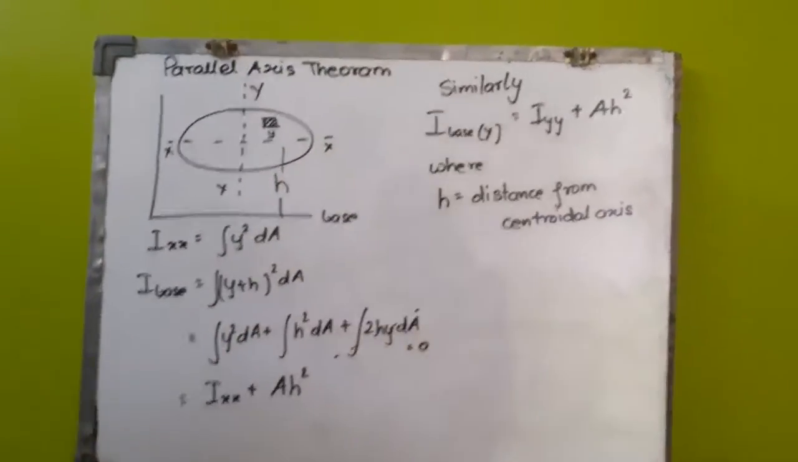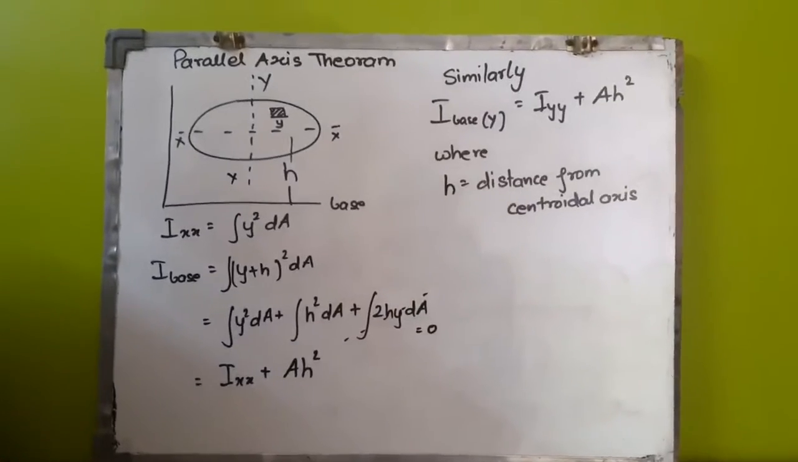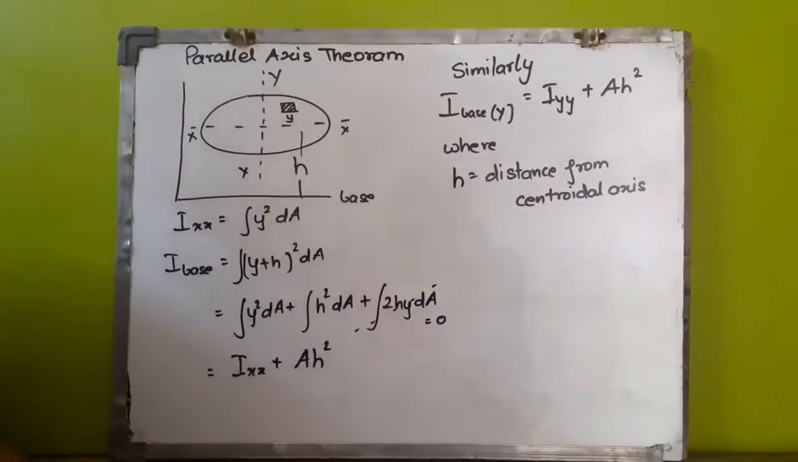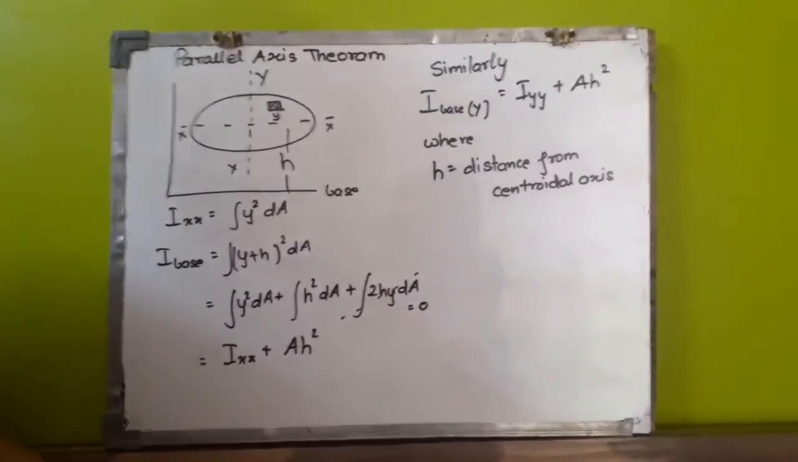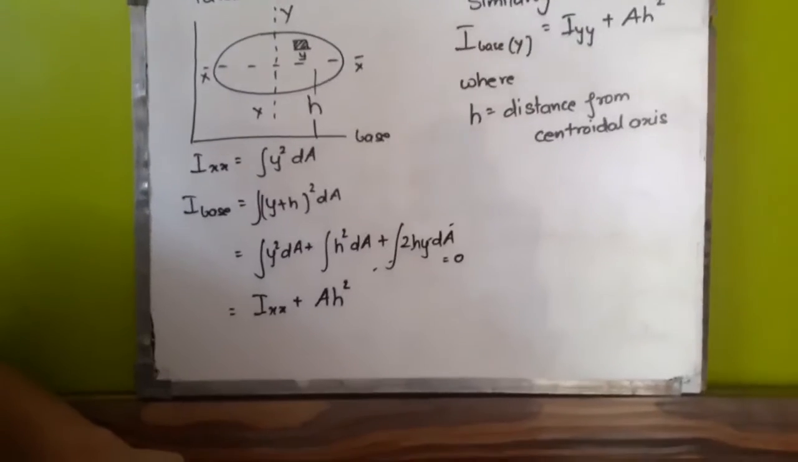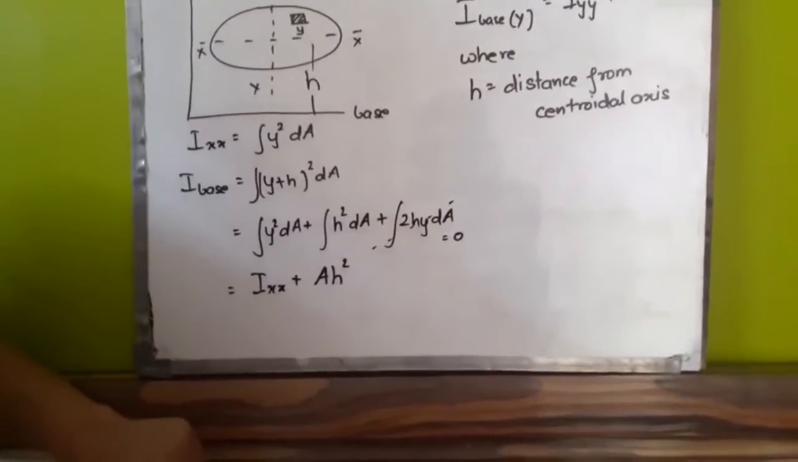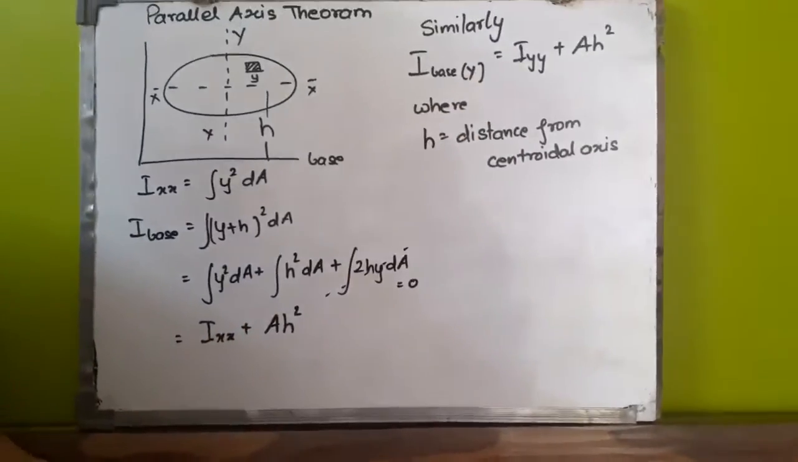So now let us see the other theorem. I had told you that there are two theorems which make the determination of the second moment of area or moment of inertia simpler. One was the perpendicular axis theorem, whose derivation we have already seen. Now let us see the parallel axis theorem.